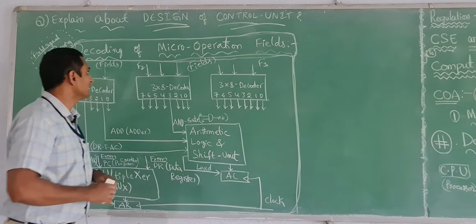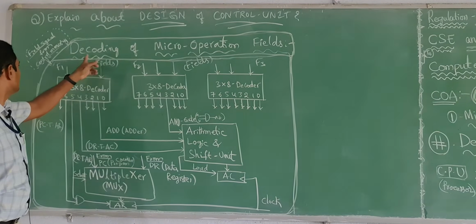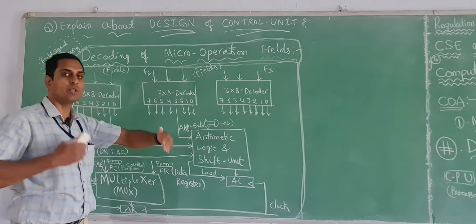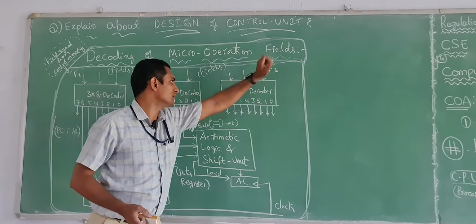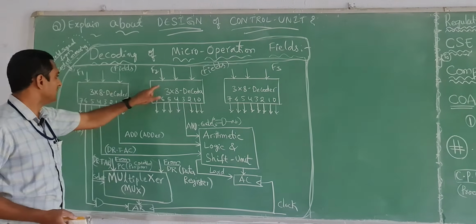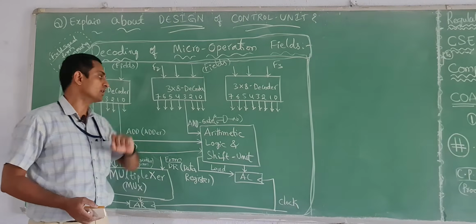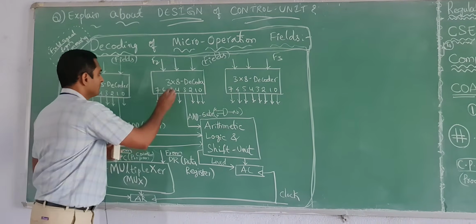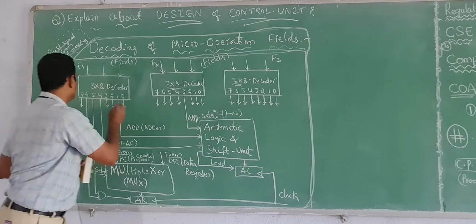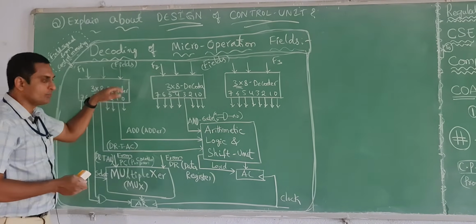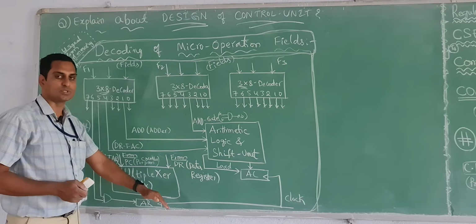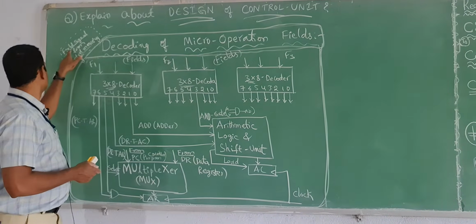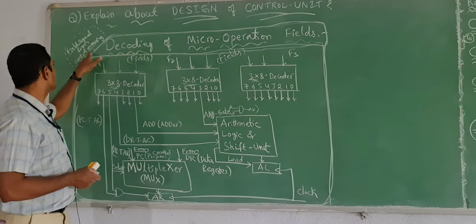Very important topic. Here the diagram's title is decoding of micro operation fields. Right, here we have three decoders. A decoder here takes three inputs, 3 into 8, meaning it will take 3 inputs and give 8 outputs. The 3 inputs are field signals coming from control memory.